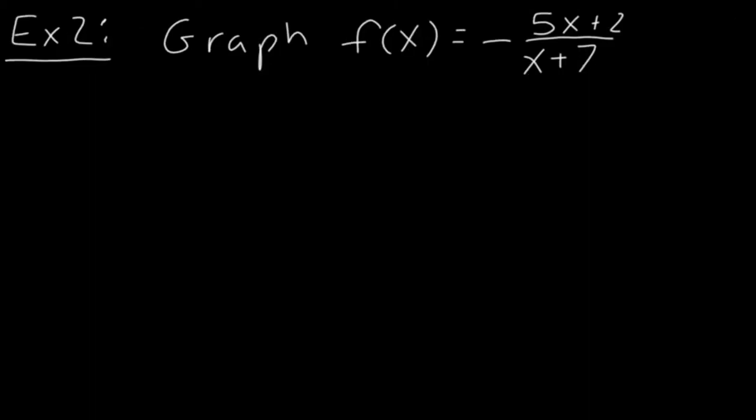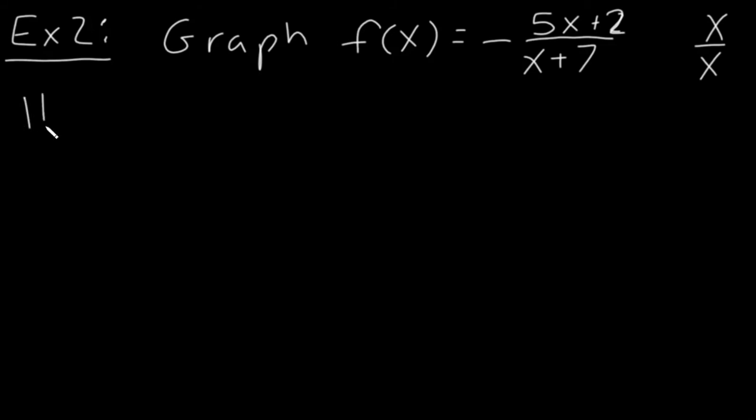Alright, let's take a look at example 2. We want to graph f of x equals negative 5x plus 2 all over x plus 7. Now, the first question we want to ask, is this bottom heavy, balanced, or top heavy? And notice, because we have a 5x on top and an x on bottom, since there's one x on top and there's one x on the bottom, we will of course call that balanced. Okay, so how does that affect this graph?